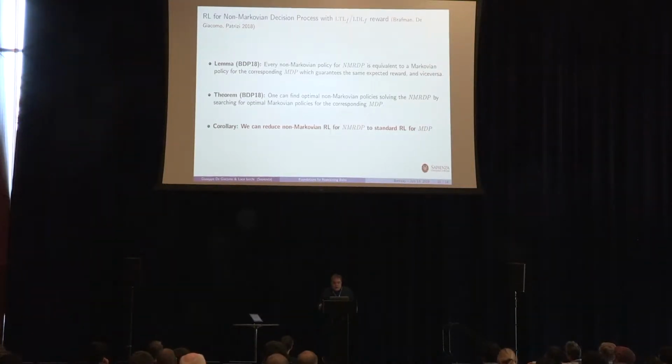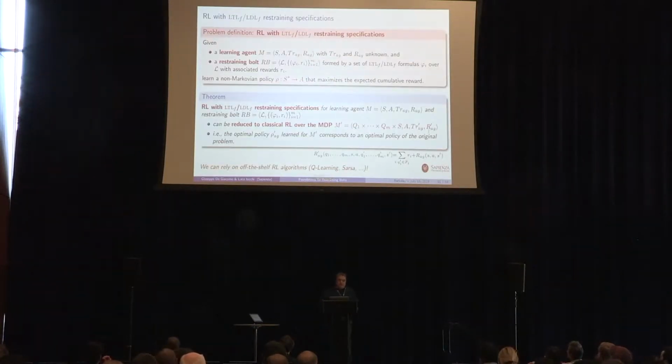Out of this, we can essentially reduce this to non-Markovian reinforcement learning. Now, in reinforcement learning we don't have the MDP anymore. It becomes unknown, but we can use this construction to build an MDP and do the reinforcement learning on the equivalent corresponding MDP. But this is not our problem, because in our problem we have a learning agent and the restraining bolt that are separate. They have separate features.